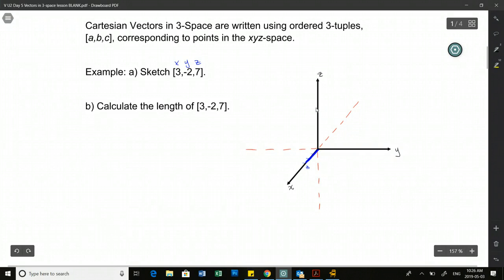So this is a component of our box right here. And then I want to go left on the y-axis 2. So let's say this is -2. That's the other component of my box there. And then my other part will be up 7: 1, 2, 3, 4, 5, 6, 7. That's going to be part of my box. So out of these 3 things, we're going to make a box. Imagine not a cube, but a rectangular shape here.